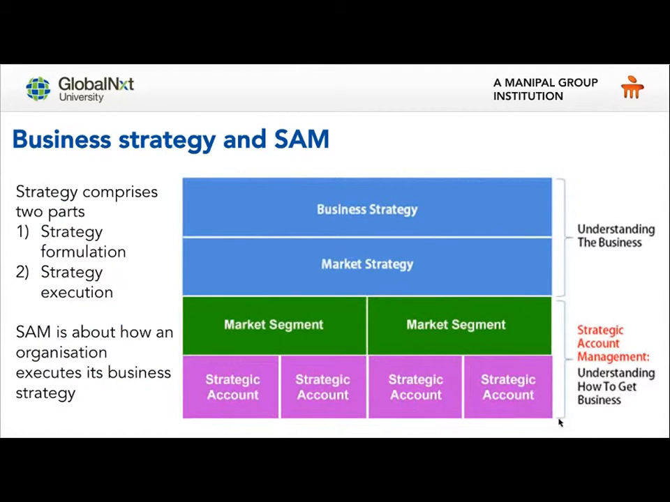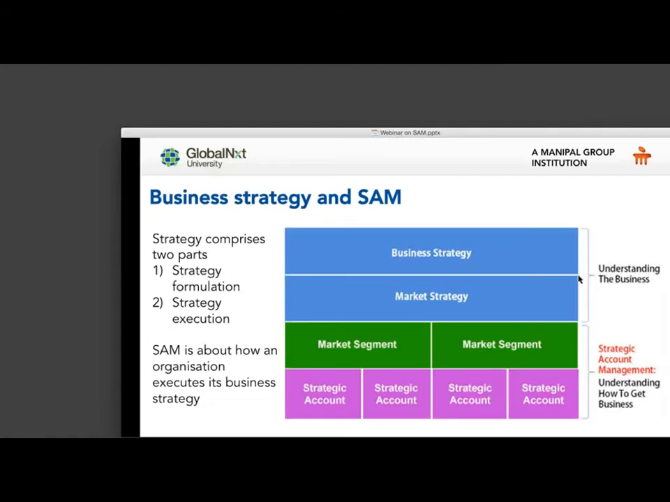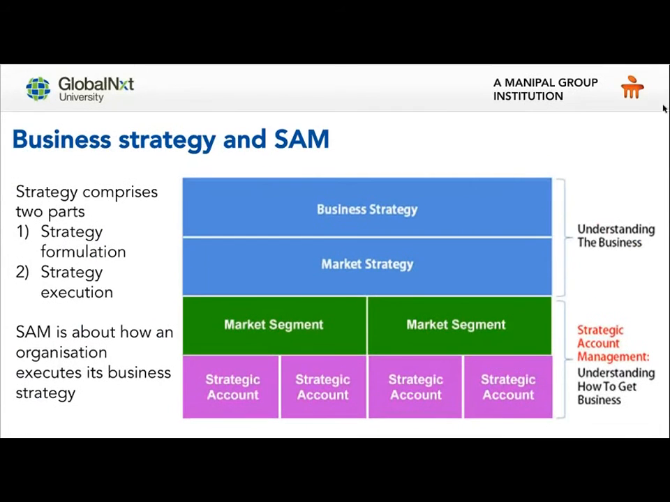So if you draw a diagram like this, you have business strategy at the top, you have market strategy below that. Basically, that's about understanding the business. And then strategic account management fits below that, which is understanding how to get the business. Once you have your business strategy and your market strategy crafted, you then want to focus on the market segments that you want to focus on. And within those market segments, you have your strategic accounts here. So this shows that there's a very strong alignment between strategic account management and business strategy. If you want to execute your business strategy, strategic account management is a good starting point for doing that.